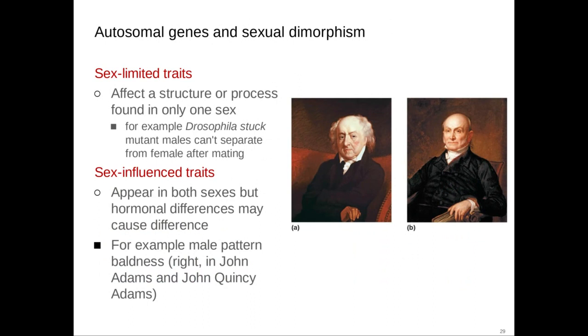Now, we can look at what we call sex-limited traits, and these affect a structure or process found only in one sex. Now, in Drosophila, there's a mutant called stuck mutant males, and they actually can't separate from females after mating, so their genitalia just kind of prevent them from getting out. So these only affect males.